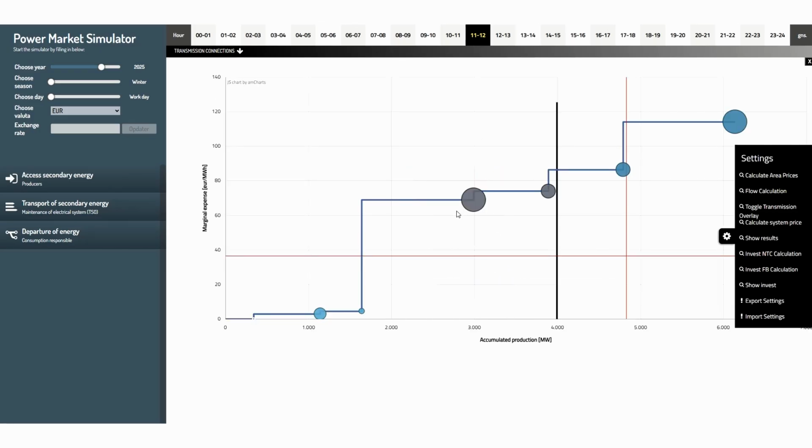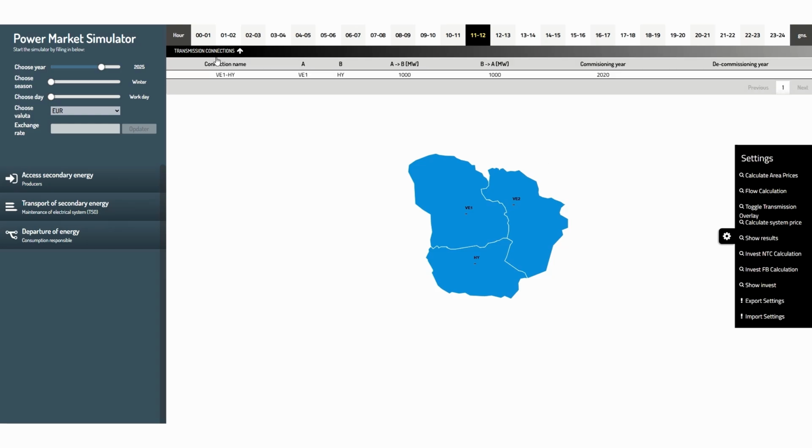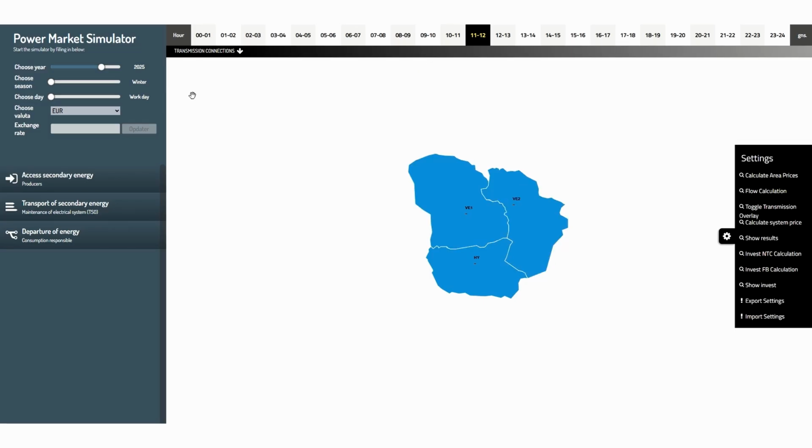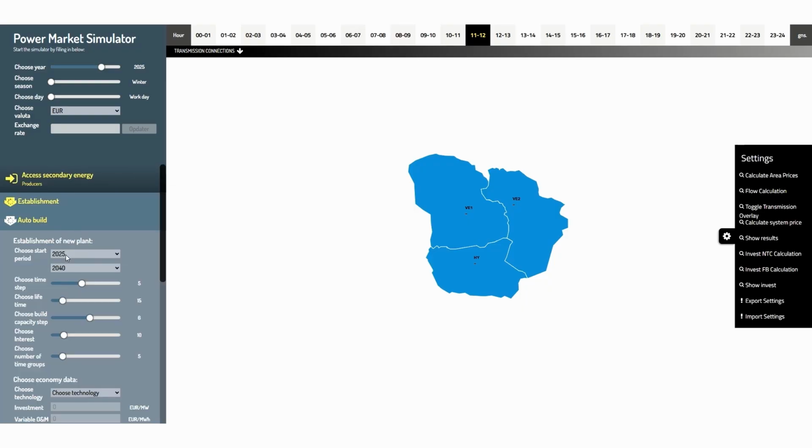If I right click here on V1, you can see that we have the solar plant here on the supply curve, and you can also see we have the connection between VE1 and HI. So now we are ready to make the scenario calculation. We go up here, auto build, and we should make a calculation for the period 2025 to year 2040.